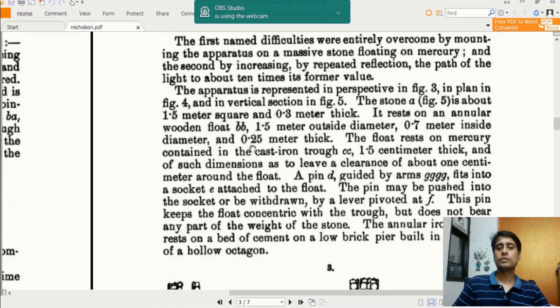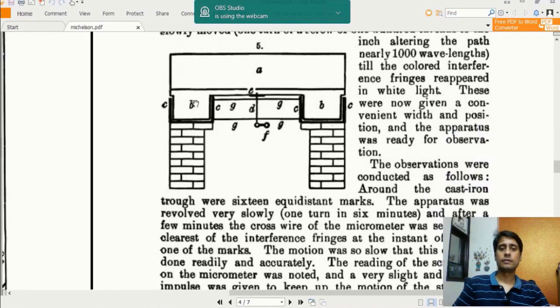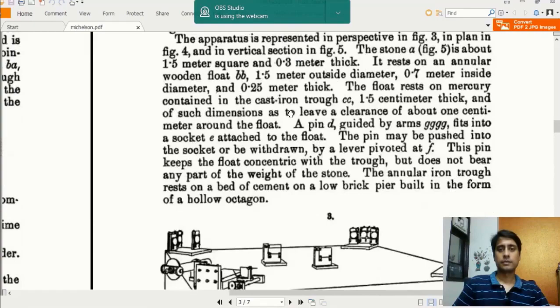So you can see this here. This is the stone, and this is BB. You can see that this is an annular or ring-shaped structure. The inner diameter is 0.7 meters, from C to C, and from this edge to this edge it is 1.5 meters. This is 1.5 meter outside diameter.